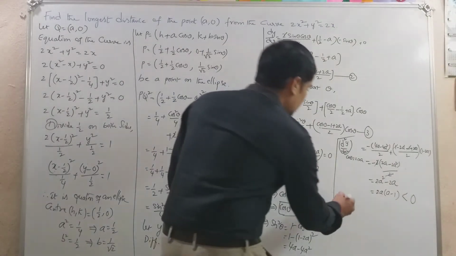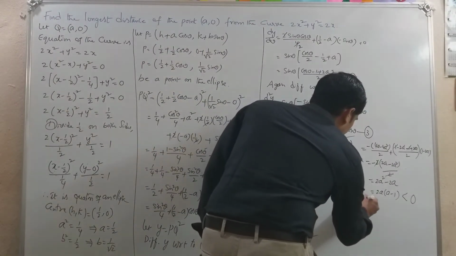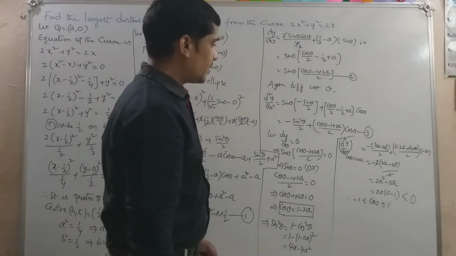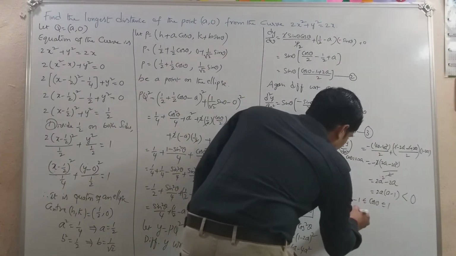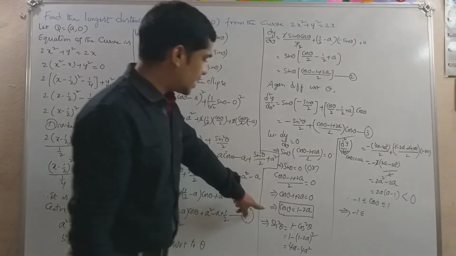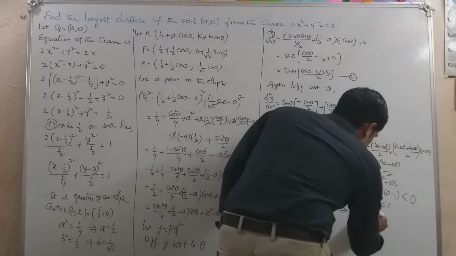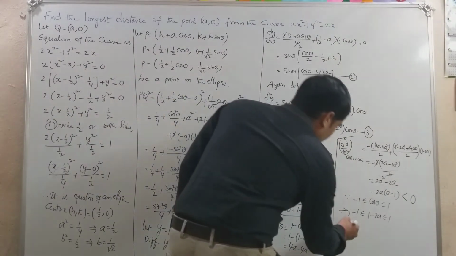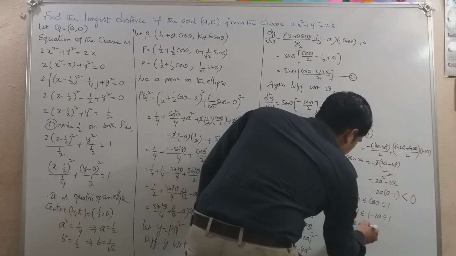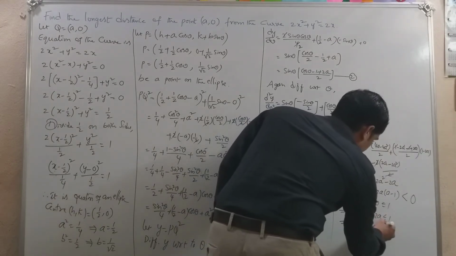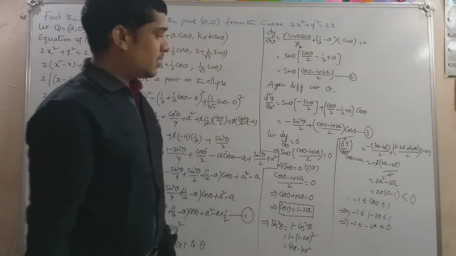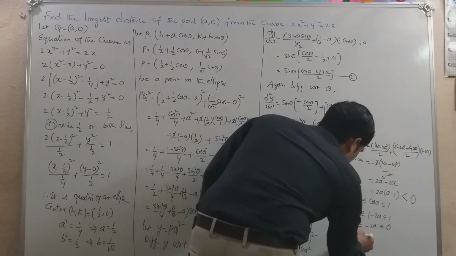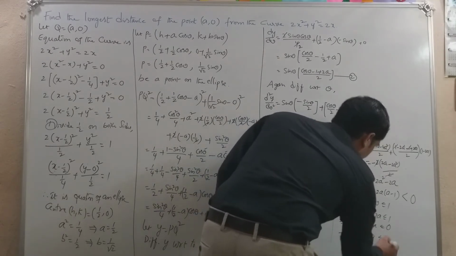But clearly 2a into (a minus 1) is less than 0. The reason is, since we know that minus 1 is less than or equal to cos theta, which is less than or equal to 1, cos theta lies between minus 1 and plus 1. But this implies minus 1 is less than or equal to the cos theta value, in this case 1 minus 2a. So 1 minus 2a is less than or equal to 1. Throughout the inequality, let me subtract 1. Then we get minus 2 less than or equal to minus 2a less than or equal to 0. Let me divide by 2 on either side, then minus 1 less than or equal to minus a less than or equal to 0.